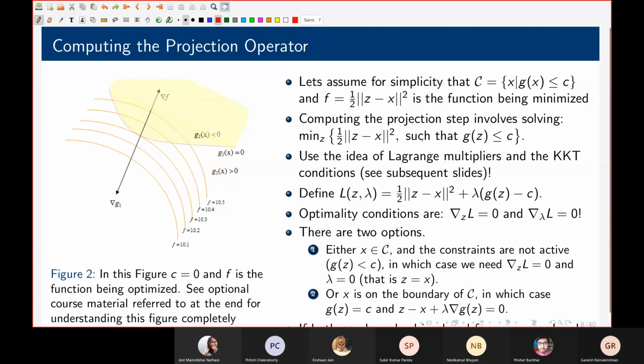Let's assume that C is a set with just a single constraint, g(x) less than or equal to C. In fact, in this figure, I have set an even simpler form, which is g(x) less than or equal to 0. C has been set to 0 in this figure. Just make note of that. And the pink region is actually this constraint region, constraint region C.